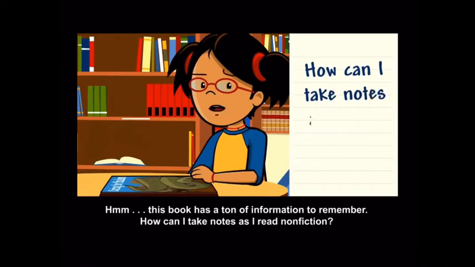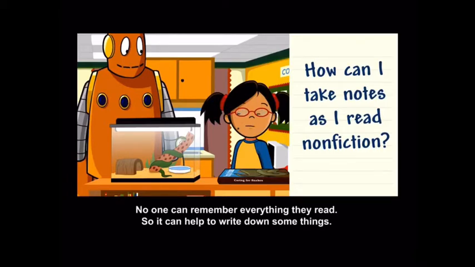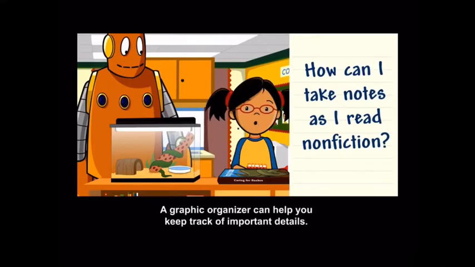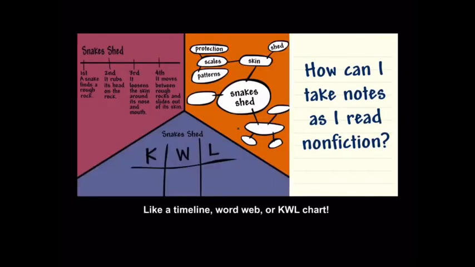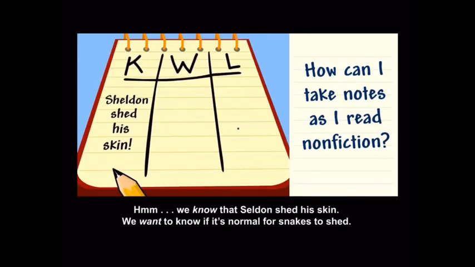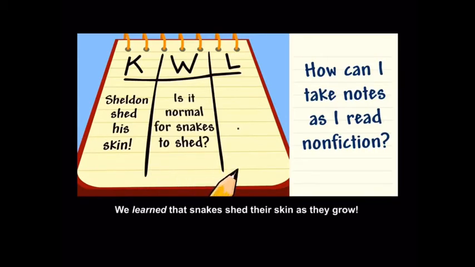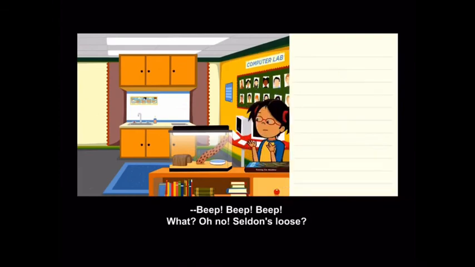How can I take notes as I read nonfiction? No one can remember everything they read, so it can help to write down some things. Thanks, Moby. A graphic organizer can help you keep track of important details, like a timeline, word web, or KWL chart. We know that Selden shed his skin. We want to know if it's normal for snakes to shed. We learned that snakes shed their skin as they grow. What? Oh no! Selden's loose?